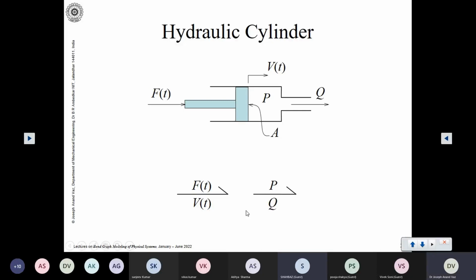We can represent this relationship because it's a flow to flow relationship or effort to effort relationship. We can use a transformer to represent this relationship. We can write Q, that is the volume flow rate, as A multiplied by the velocity of this piston. So the rate at which fluid is coming out is equal to A multiplied by V. Automatically, because it's a transformer relationship, you get force equal to A into P.